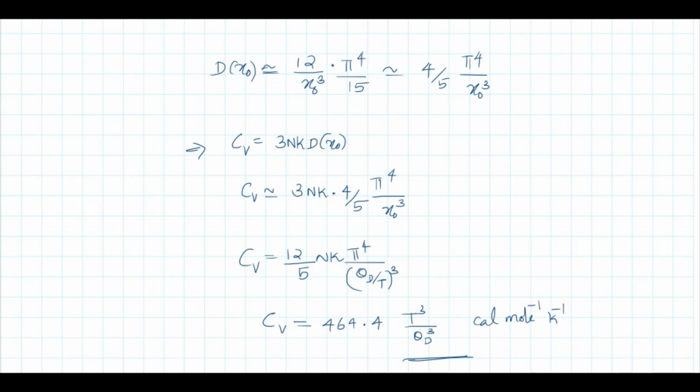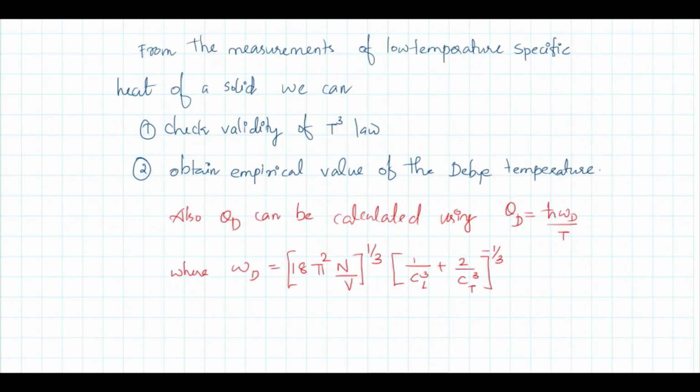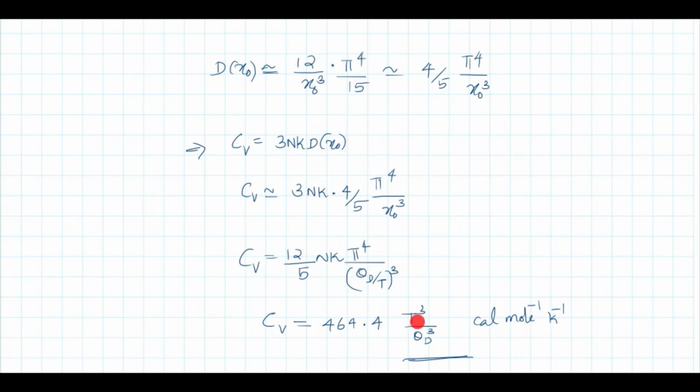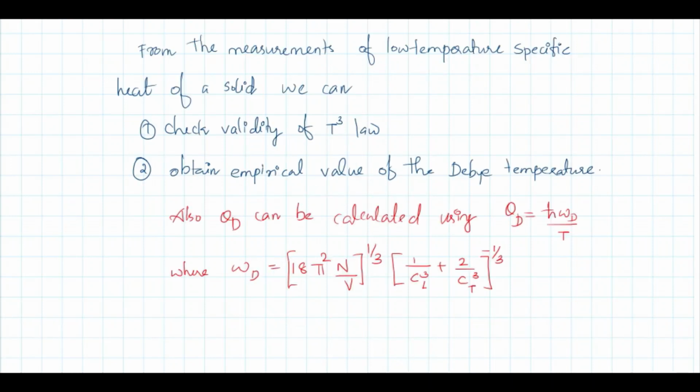For obtaining this result, we substituted n as Avogadro number Na, k as Boltzmann constant, and pi is a constant. Theta D is Debye temperature. So substituting the values of these constants, you will get it as 464.4. So Cv is proportional to T cube. For low temperatures, the specific heat capacity of a solid varies as the third power of temperature. Cv proportional to T cube, that is the T cube law.